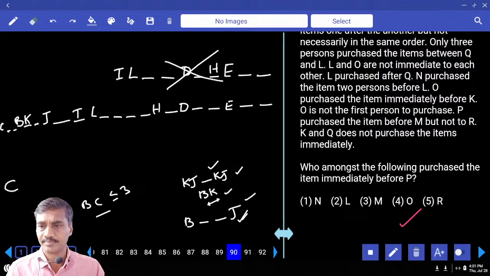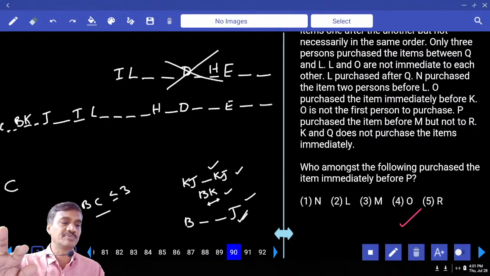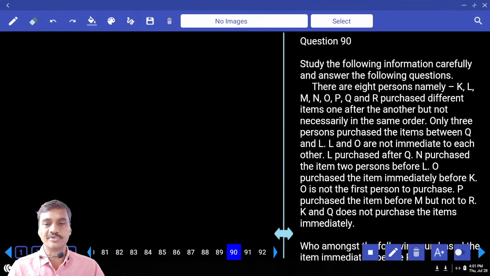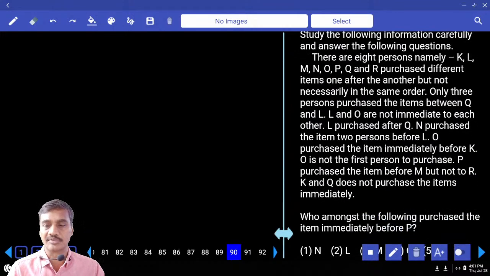Then 90. Now question number 90 onwards is based on a separate set. Here there are 8 persons, K, L, M, N, O, P, Q, R, who purchase different items one after the other, but not necessarily in the same order. Linear arrangement. Only 3 persons purchase the items between Q and L.